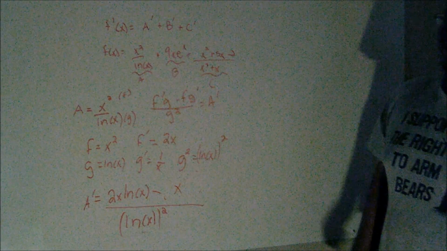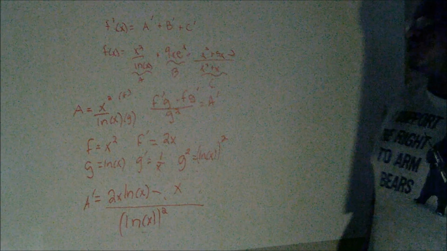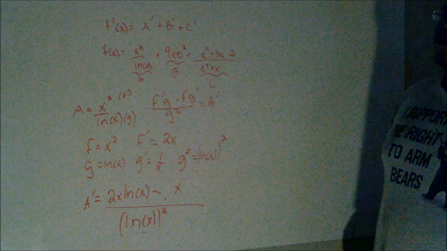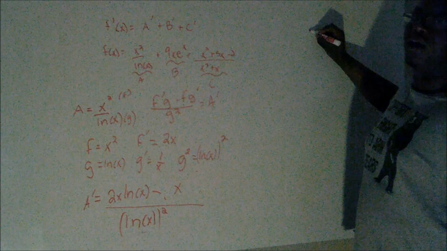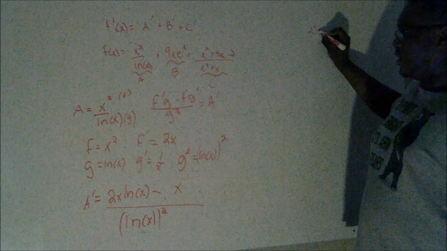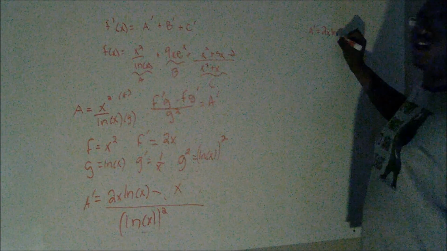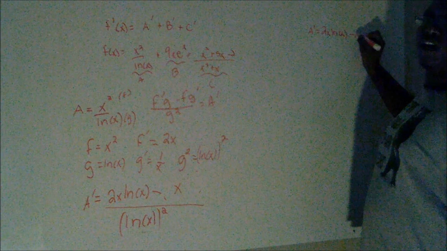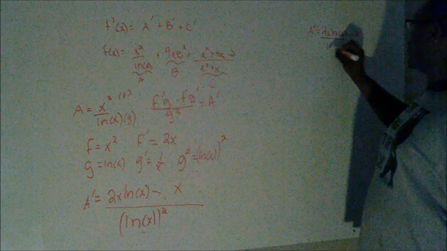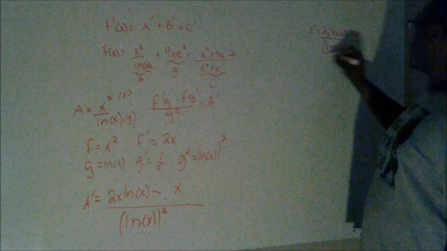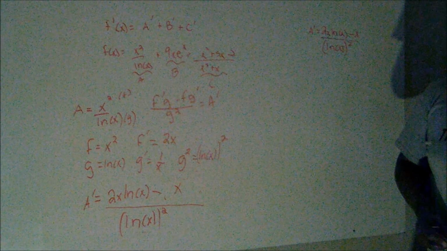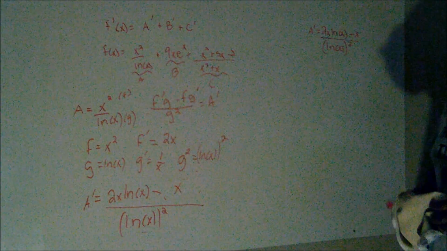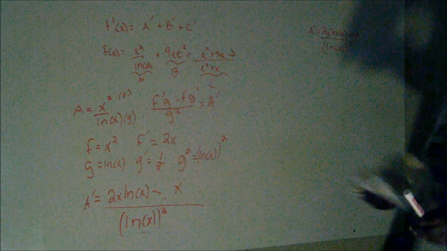So now we have a prime. We have one of these equations up here. So I'm going to go ahead and write this off to the side here. We have that a prime is equal to 2x natural log of x minus x, all over natural log of x squared. Alright, so now all we have to do is determine b prime and c prime, and we'll be golden. So let's go ahead and do that. So I'm going to go ahead and erase this here.